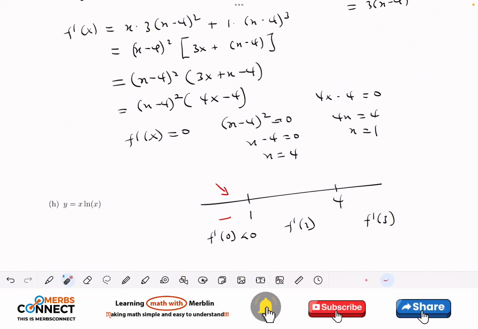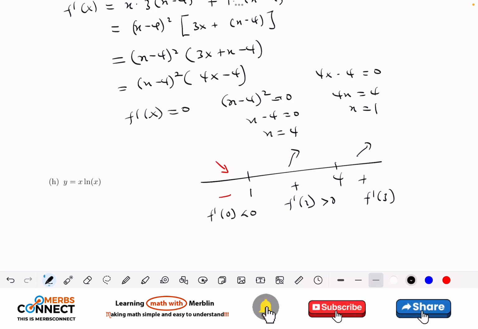Put in 2. If you don't mind this one, because this one is squared, this is always going to be positive. So we need to focus on this, whether we are getting negative or positive. When I plug in 2, this is going to be positive. So I have greater than 0, positive, increasing. When I plug in 3 here, this one will be positive. This one too positive. So I get positive, and this is increasing.